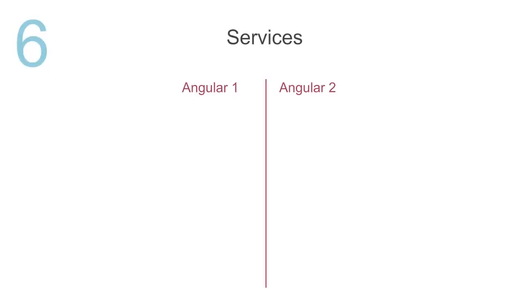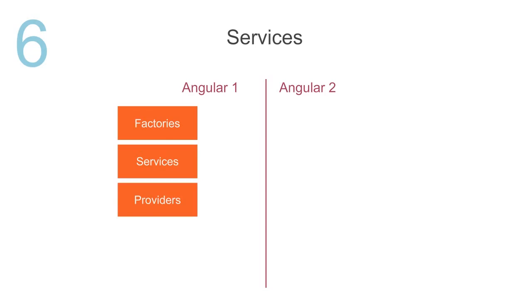So services, that's number 6. There's a lot of shared logic we'd like to use in our applications. In Angular 1, you might have heard about a very popular Stack Overflow post called, what do I use? Do I use factories to create a service, or do I use a service? Or do I use a provider? Or do I use a constant? Or do I use a value? There were 5 ways, 5, to create a service in Angular 1.